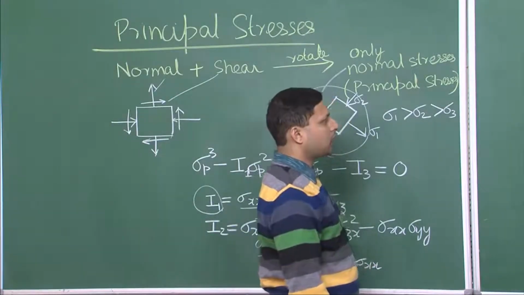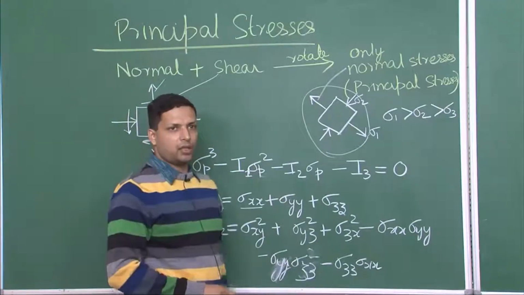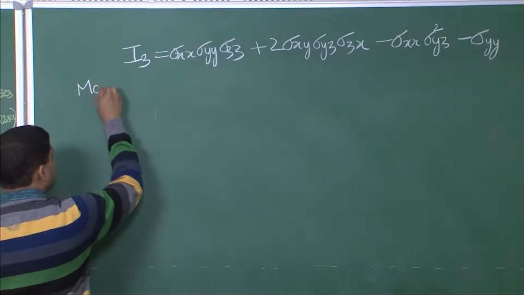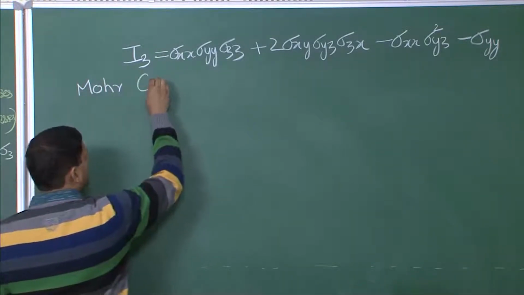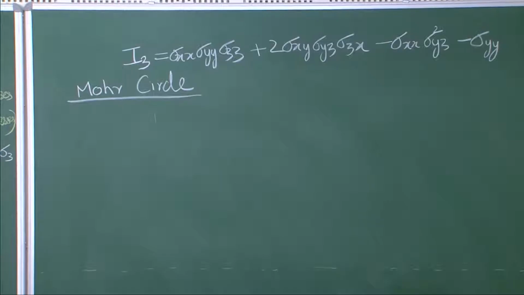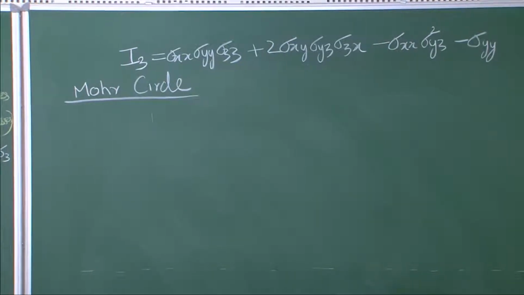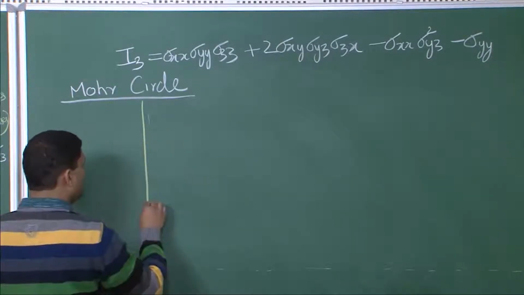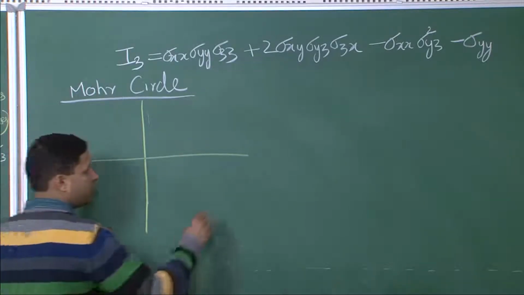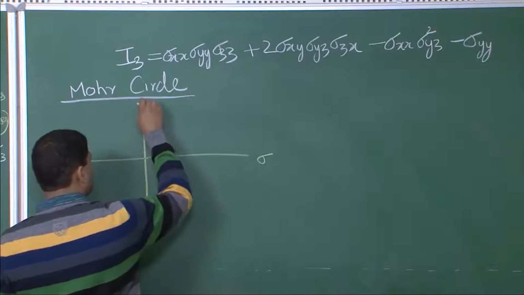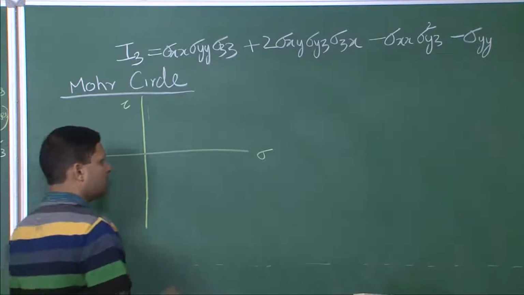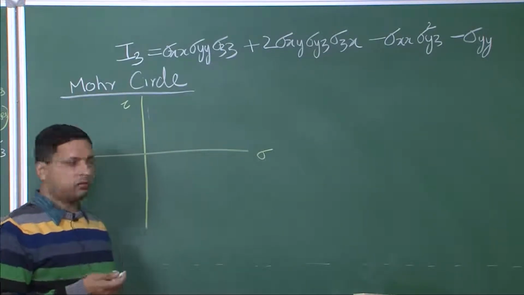Now, this was finding principal stresses using this equation, but we have another formalism, called the Mohr circle construction. This is a very interesting way to find the values of the principal stresses. Let us say we take two axes, where the x axis represents normal stresses and the y axis represents shear stresses.